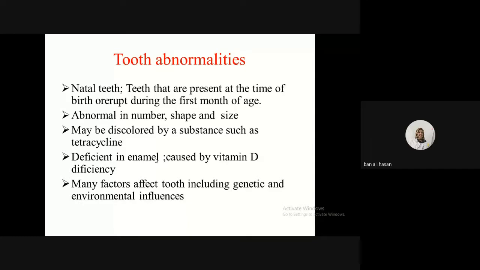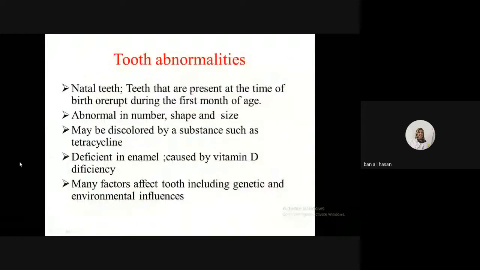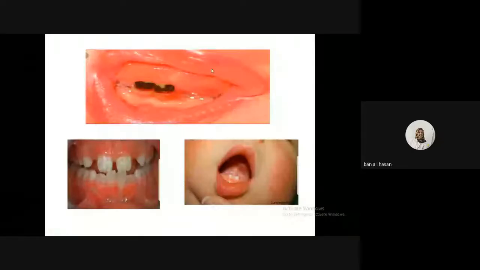Okay, this one, I mean the tooth abnormalities, is the last one. The most popular one we can hear about is natal teeth, which erupt during the first month of age. So they can have some teeth as newborns. Look at this case. It means the child is newly born and we see he has teeth, or this tooth appears in the first month of his birth.